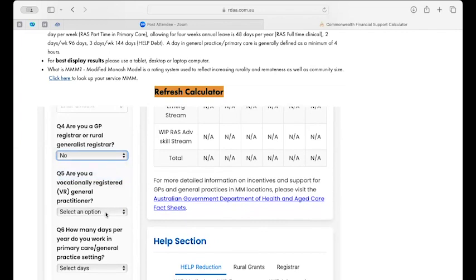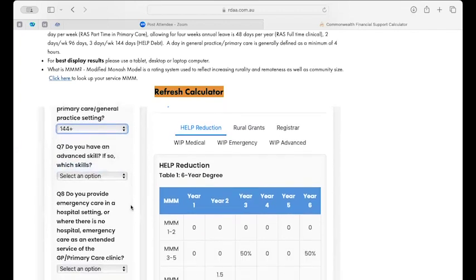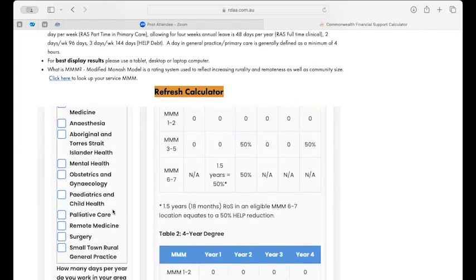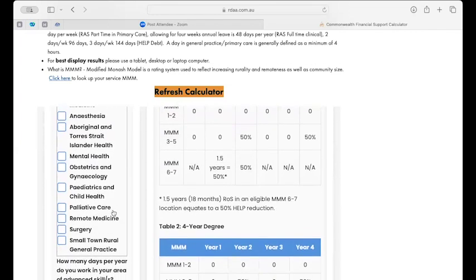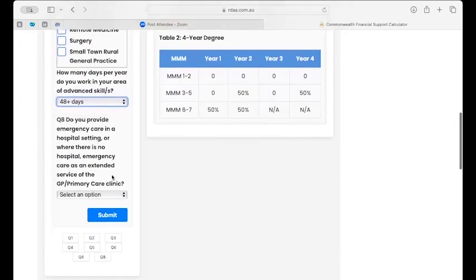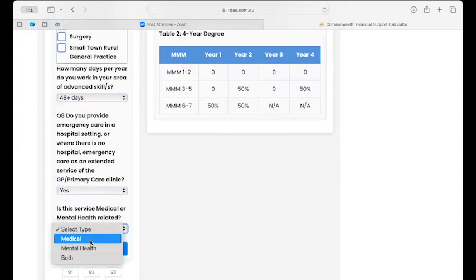Here we will be looking for a fellow, someone who is vocationally registered. We will be looking that they work in primary care 144 days, so at least 3 days a week. But we're keen for them to have an advanced skill as well. Now, we will choose something a little bit different. So let's go pediatrics and child health. Select how many days. We'll say they'll do 1 day a week, but they also do 1 day a week still in emergency.